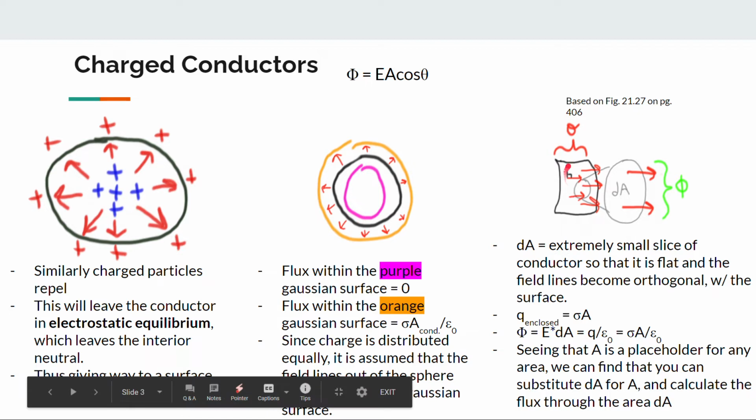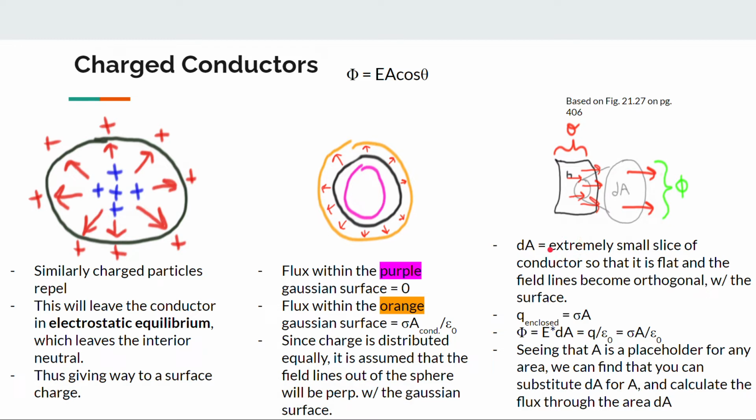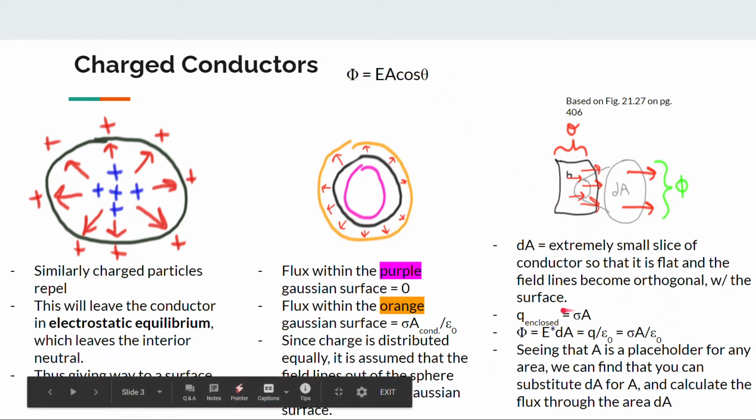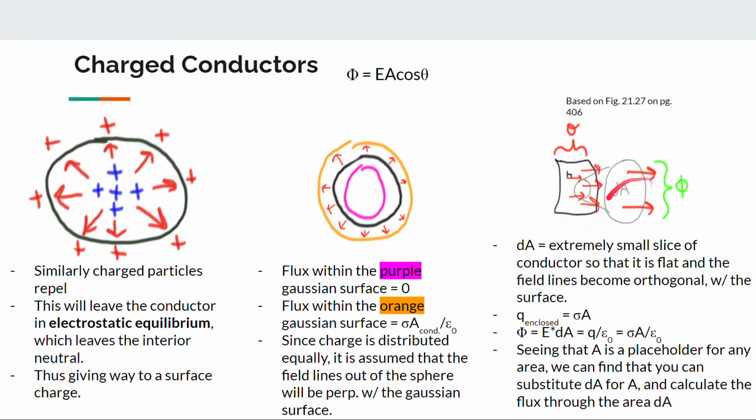Furthermore, if you cut a tiny piece away, which you could call dA or A or whatever you'd like, it will be an extremely small slice of conductor, so small that it is flat and the field lines become orthogonal, perpendicular with that surface. Thus, the cosine again is equal to 1, and you can get the cleanest answer possible. Here, your Q enclosed, the total amount of area enclosed, or whatever Gaussian area you want, which here is dictated by dA, so it's this, just scaled up.